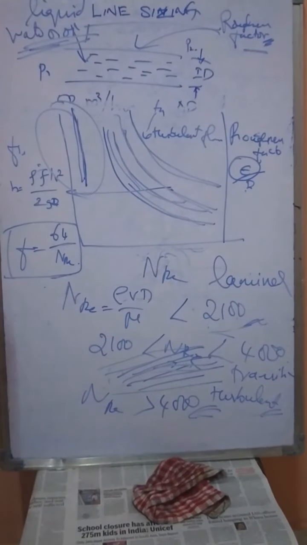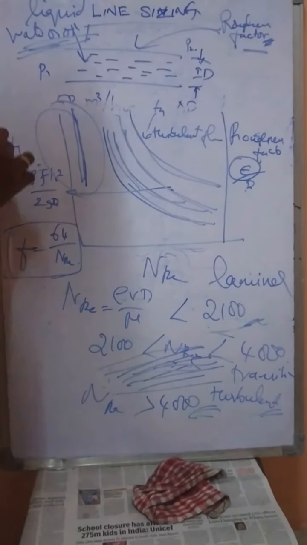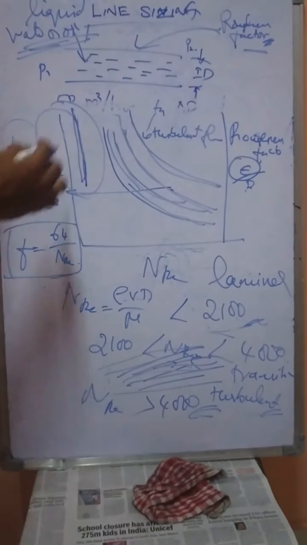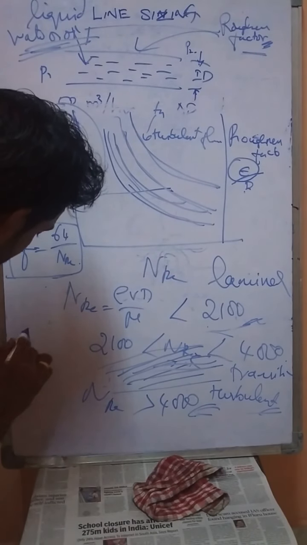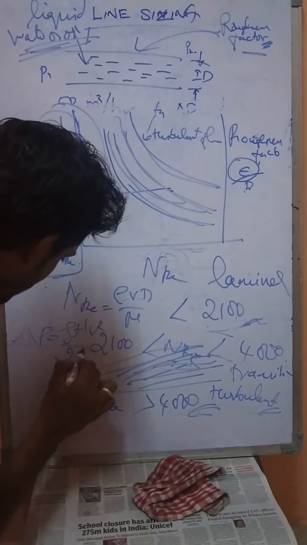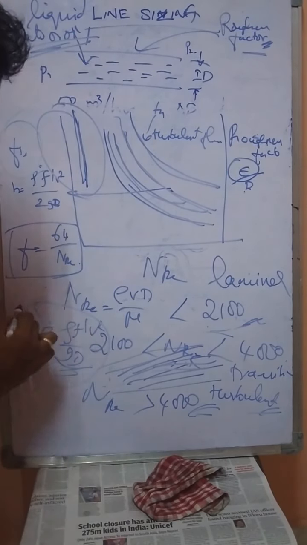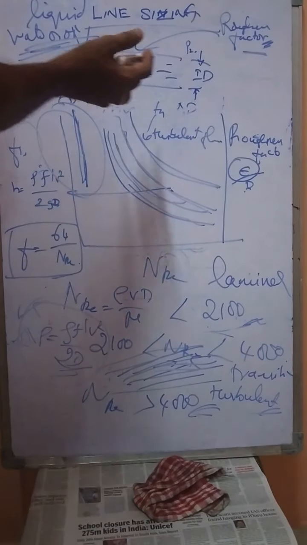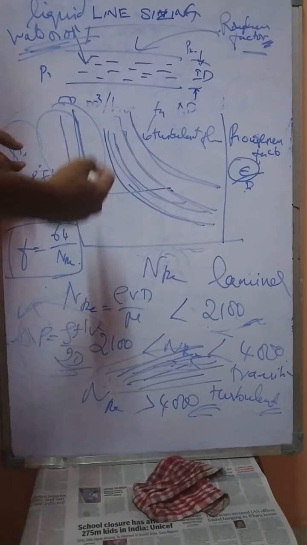By using this dot, you will find F, and you will find the delta P, which is equal to rho F L V square divided by 2D. So you will find the delta P, what will be the pressure drop for the given pipeline. So you can find it out easily.